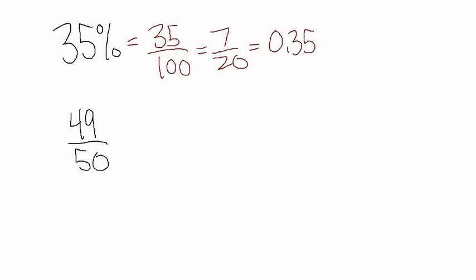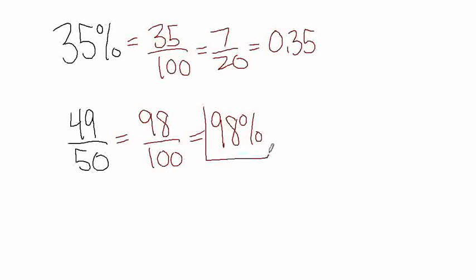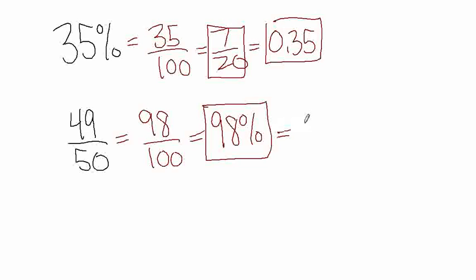All right, so I'll go ahead and do that. To find the percent equivalent, we need to have 100 in the denominator. We can get that by multiplying the top and bottom by 2. And then I hope that helps you to see that that's equivalent to 98%, which is equivalent to 0.98.